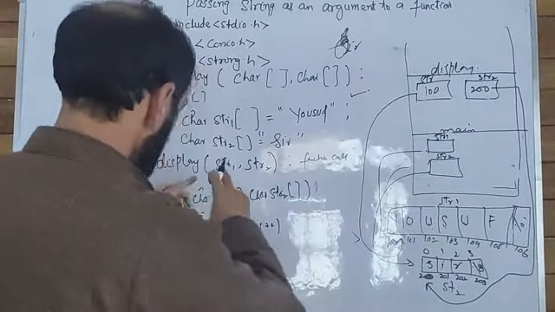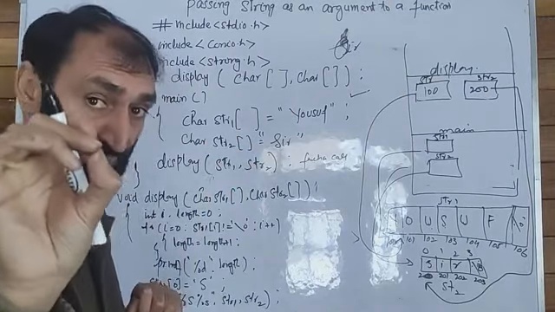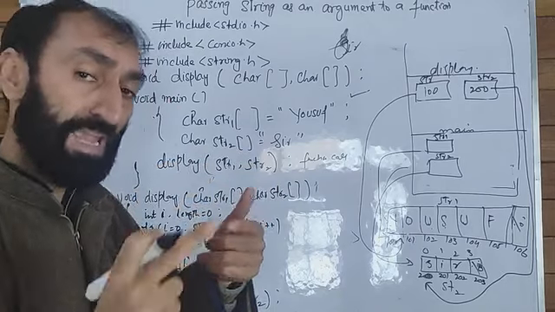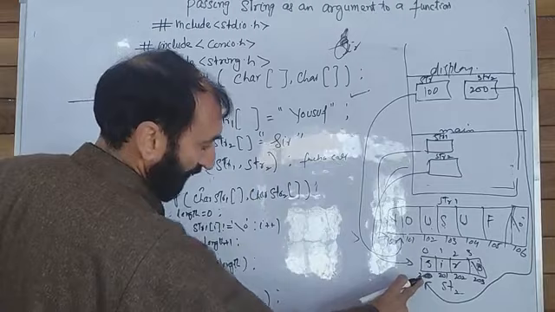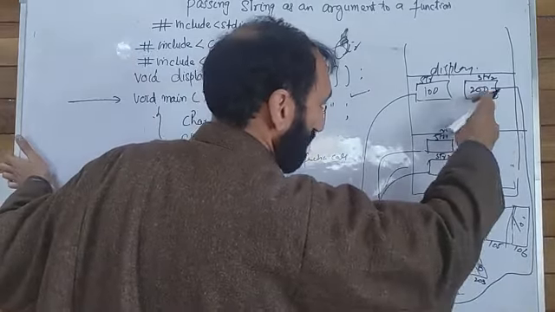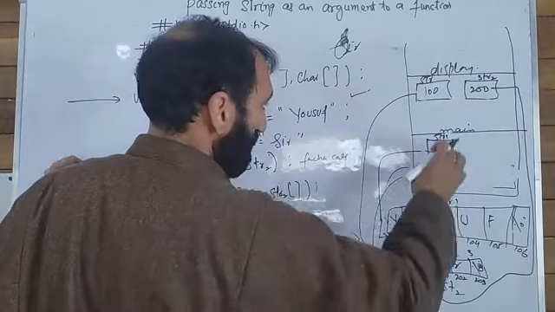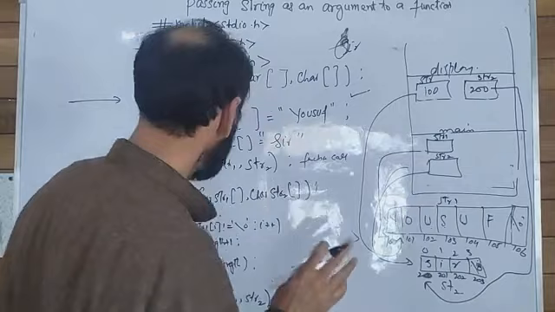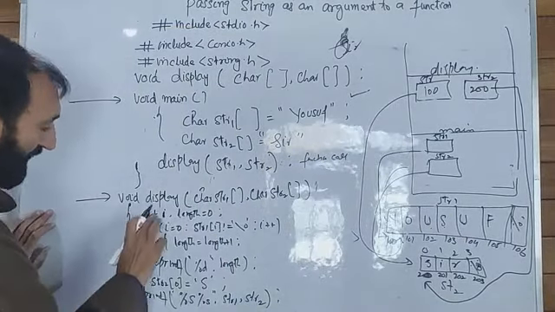Actually, here we are passing the name of the string. The name of the string contains the base address of the string. The base address of str2 is 200. That means here it is connected. By using this str1 base address, we can access these arrays. We can access them. Okay.